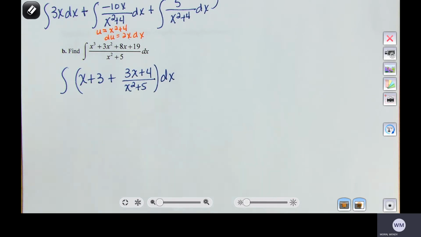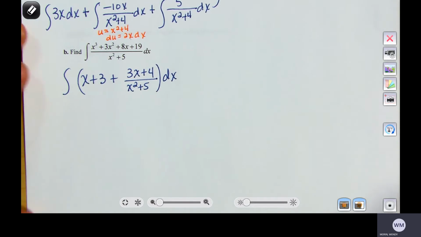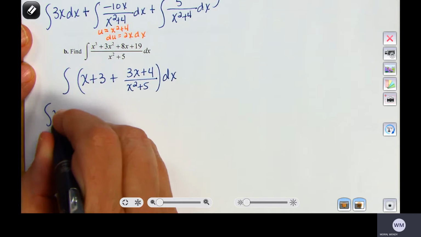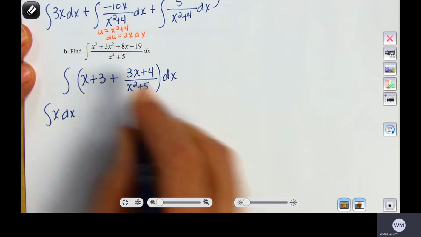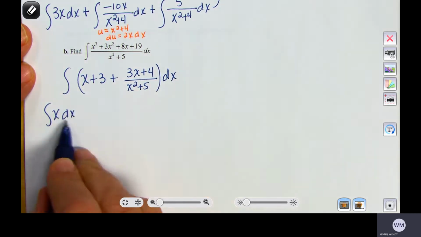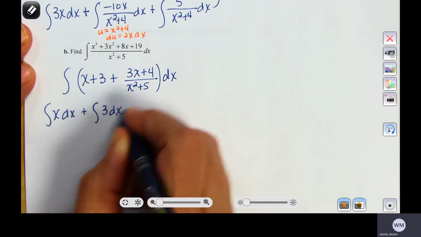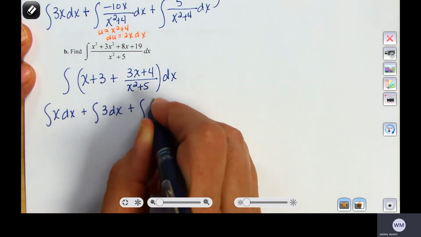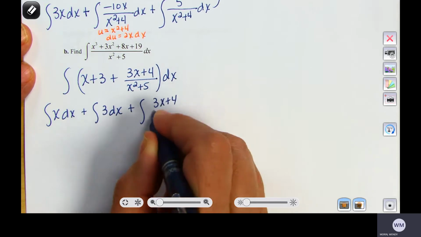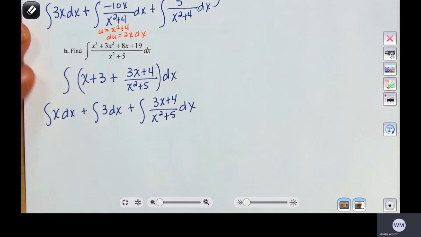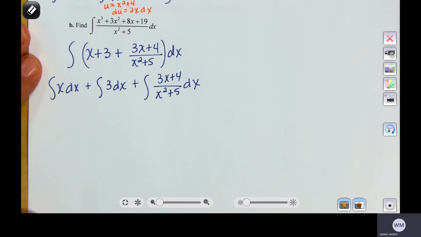Okay, so again, we have 3 integrals, and I like to split them all up. Again, it's just personal preference because I've got 3 different problems I have to do. So I'm going to integrate x, and again, this dx goes with each one of them, and I need a dx in order to integrate. So I have 3 dx, and I have 3x plus 4 over x squared plus 5 dx.